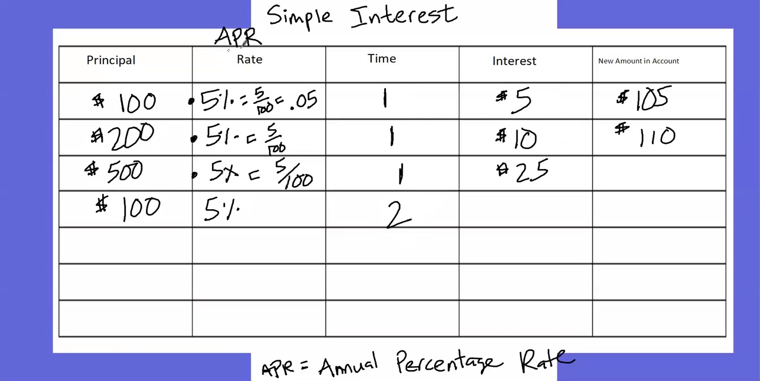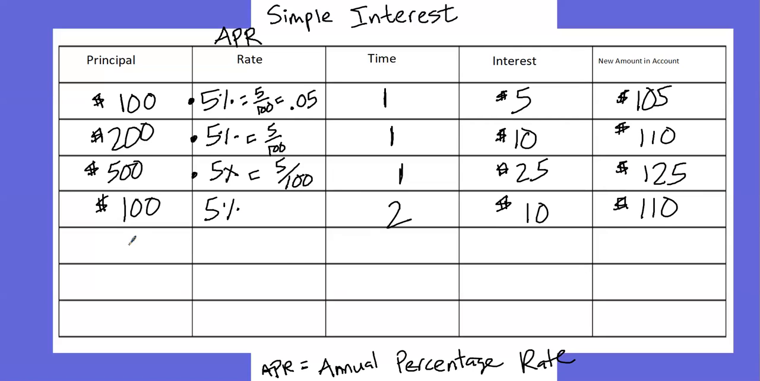Well, since this is my annual percentage rate, since I'm getting 5 for every 100 for every year, I would get 5 for the first year and then 5 for the second year. Once again, I'm going to have $10 in interest. And it looks like I didn't write down my new amount in my account, which would be $110.